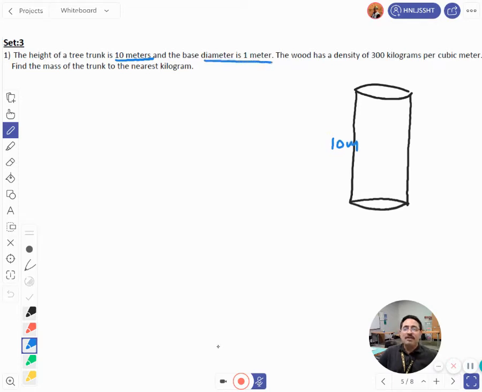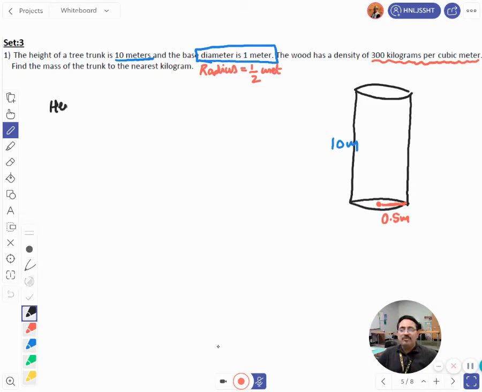Base diameter. You have to be careful. Diameter is given, not the radius. Therefore, if diameter is 1 meter, immediately you find what the radius is. Obviously, radius is half of the diameter, which is half a meter, or you can take this as 0.5, either. To make my calculations easy, I'm taking 0.5 meters. The wood has a density of 300 kilograms per cubic meter. So let me write the details.